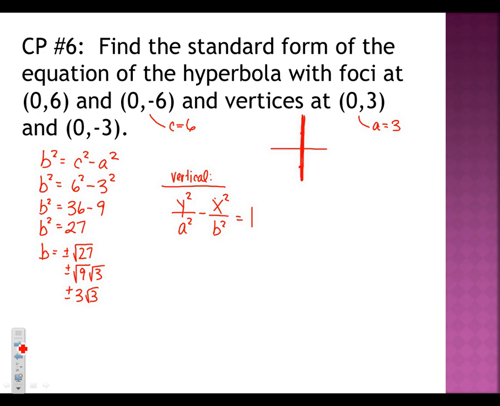Now it's just a matter of plugging in our values. If a was 3, we have y squared over 3 squared. b we just found was 3 square root 3. And there we go, there's our standard form. Again, they don't suggest that we actually do that squaring and come up with regular numbers, because if they asked you to sketch this, you would need the 3 and the 3 root 3 more than you would need the 9 and the 27.